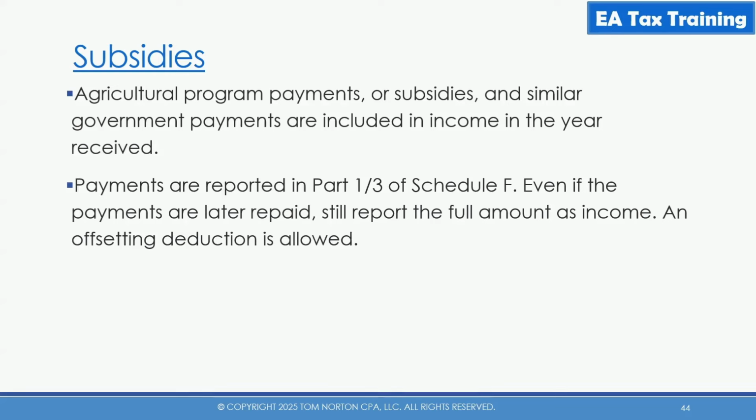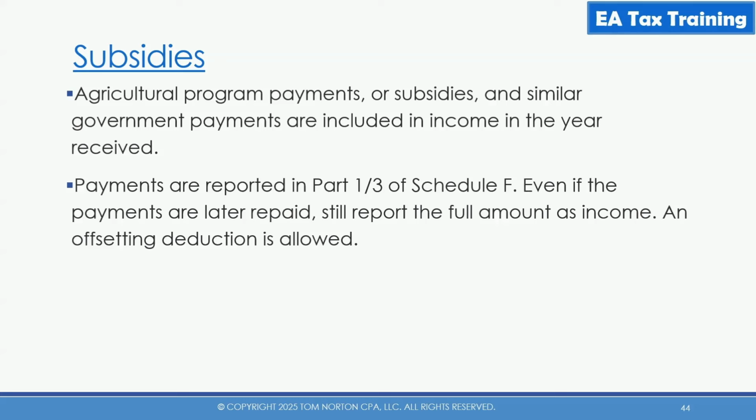Subsidies. Agricultural program payments or subsidies and similar government payments are included in income in the year that they are received. Those payments are reported in Part 1 or Part 3 of the Schedule F. Even if the payments are later repaid, still report the full amount as income and an offsetting deduction is allowed.